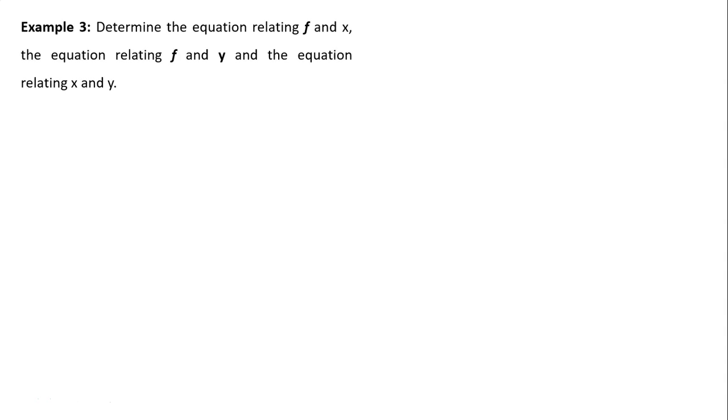Now, next example: determine the equation relating F and X, the equation relating F and Y, and the equation relating X and Y. This is the diagram in which three elements are there: spring K, mass M, damper B. Spring K has one end connected to the ground and the other end connected to the mass, that is at the X coordinate. Damper B is connected to the X coordinate, the other end is connected to the ground, and force F is applied at mass M, that is at the X coordinate. Therefore, you can redraw this diagram.